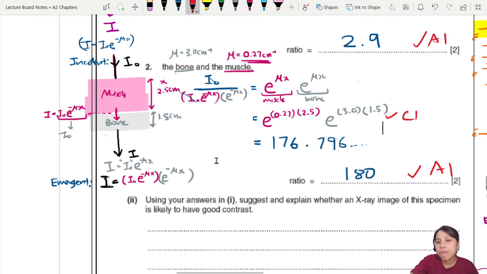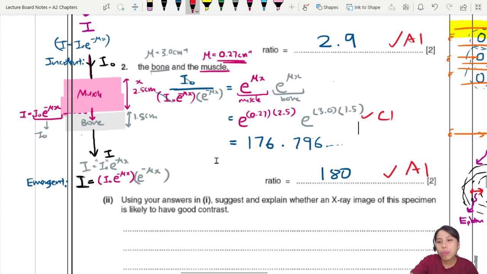Now the last part: using your answers from previously, suggest and explain whether this image has a good contrast or not.